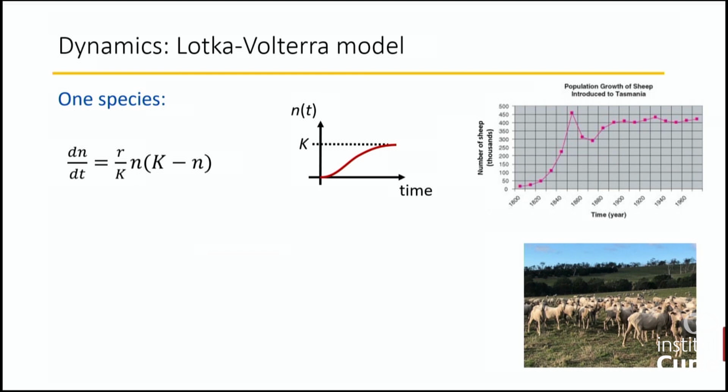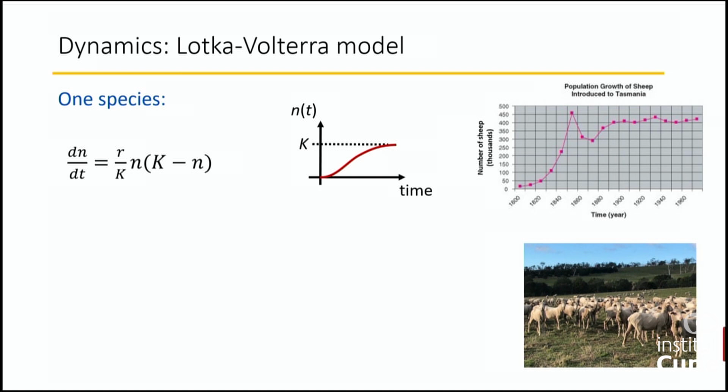So what do you want? Let's start with one species. So if I have one species, for example, here on the right, you can see the population of sheep in Tasmania. They were introduced in the early 1800s, and the y-axis is the number of sheep in thousands, and the x-axis is time. You can see that initially the population grew exponentially, and then there was something happening there, and at longer times it just saturated to some value. That value is known as the carrying capacity.